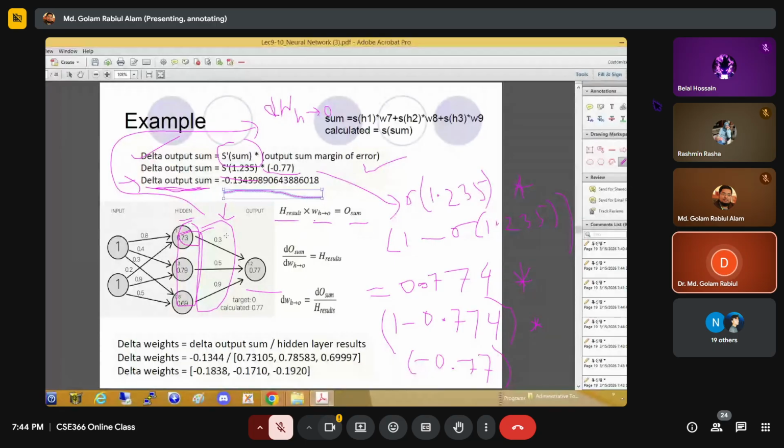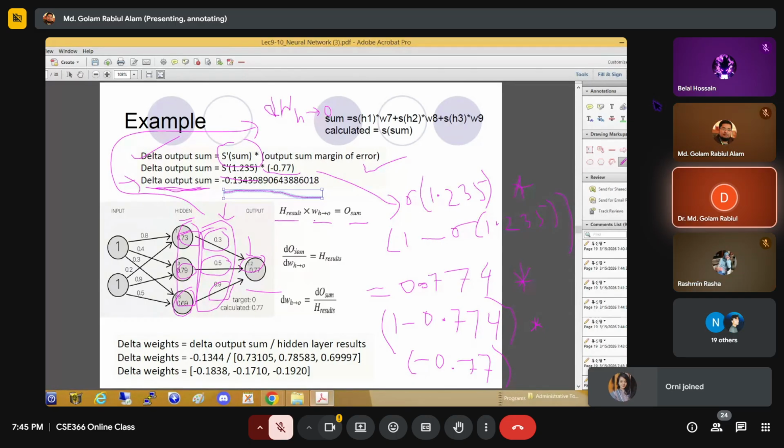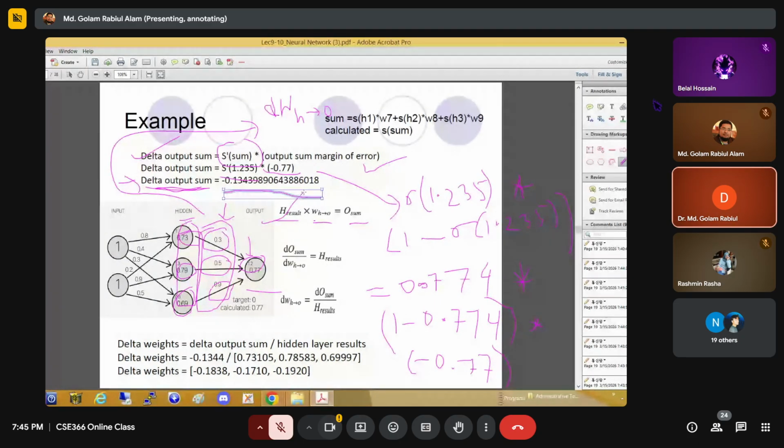These hidden results times the W7, plus these hidden results times the W8, plus these hidden results times the W9. So that is our output sum. That is why we know this relationship. In our forward propagation we have already used it: the hidden results are multiplied with our WHO to get the output sum.